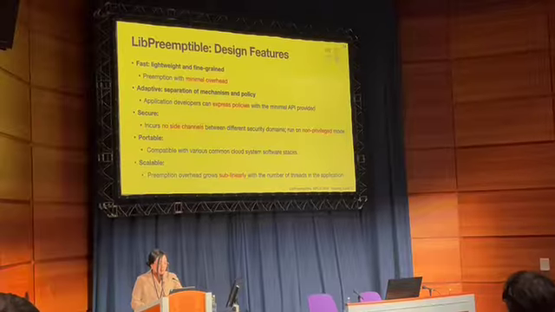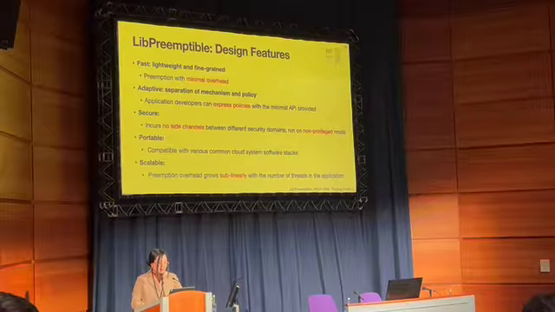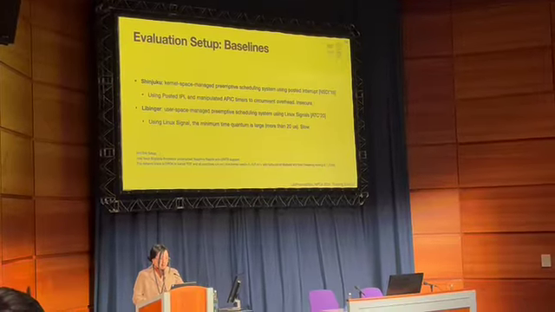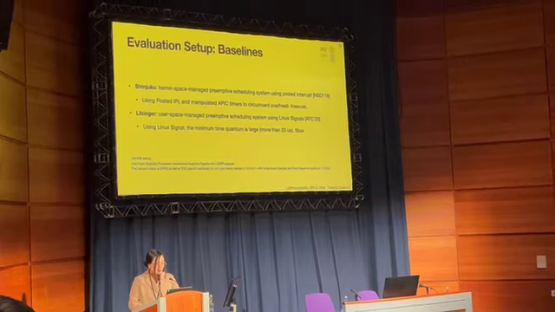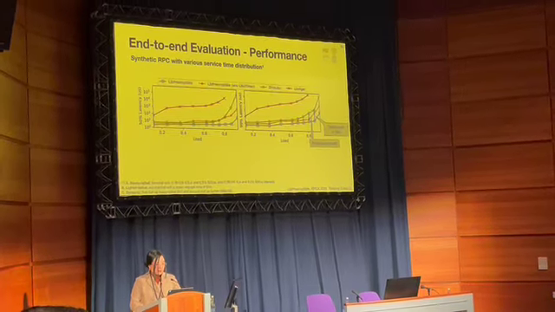So to sum up, the preamble achieves the following design features: fast, adaptive, secure, portable, and scalable. Some of the details can be found in the paper. So now let me show you some of the evaluations. We compare with baseline, Shinjuku and Libinger. First, we want to evaluate the performance.